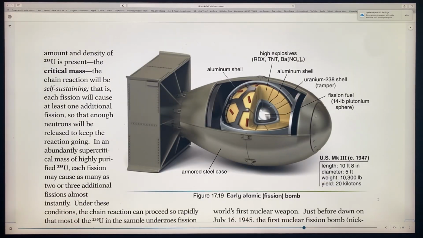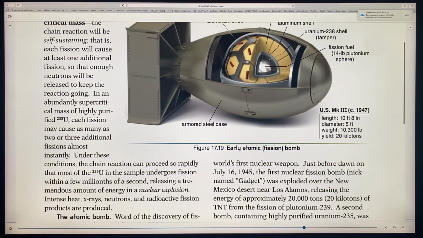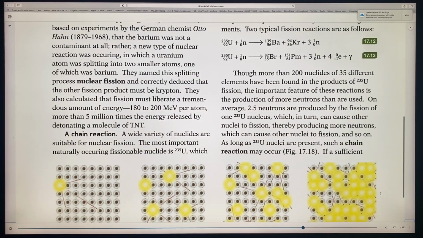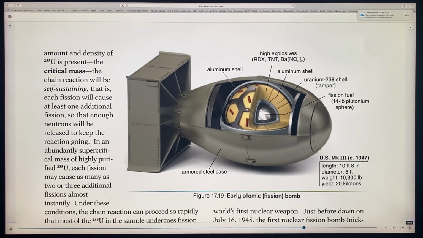So first, the amount of density of uranium-235 that is present. The chain reaction is going to keep going, but you have to have a sufficient amount of density present. And this is called the critical mass. This is going to be a test question, I'm sure. The chain reaction will be self-sustaining as long as the critical mass, the density, is present, and that's that critical mass of uranium.